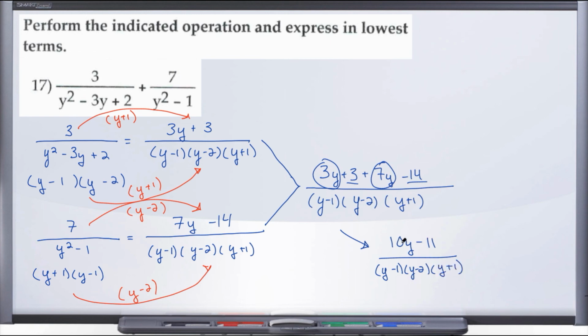And again, if you could factor your numerator to cancel with something here in the denominator, go ahead. But in this case, we can't factor this any farther, and so we have 10y minus 11 over the factors y minus 1, y minus 2, y plus 1. And it's important to note that you can write your factors in any order. So you could have had y minus 2, y minus 1, y plus 1. It doesn't matter what order the parentheses are in. What matters is what's inside the parentheses, but the order of the parentheses does not matter. All right, there was number 17. Let's take a look at number 18.